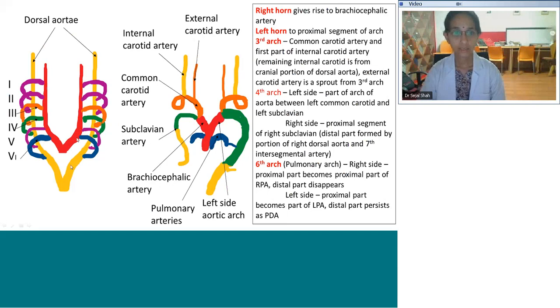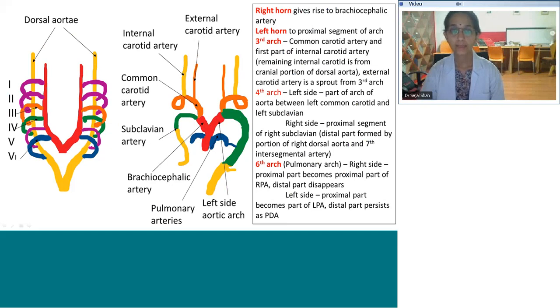Now this is the dorsal aorta and this is the ventral aorta, and we saw that the 5th, the 2nd and the 1st disappear. So then we have the 3rd, the 4th and the 6th. So we can see here the ventral aorta is connected to the right and the left horns. The right horn, if you trace here, gives rise to the right brachiocephalic. And the left horn gives rise to the proximal part of the left aortic arch.